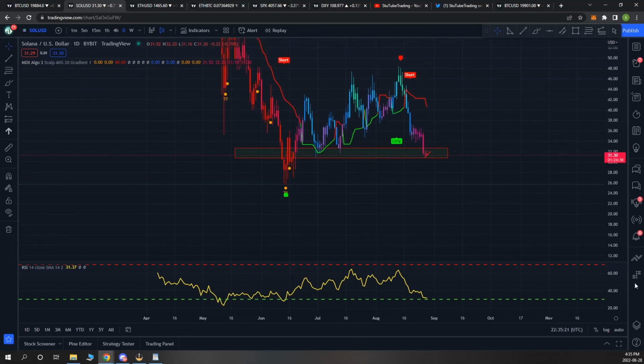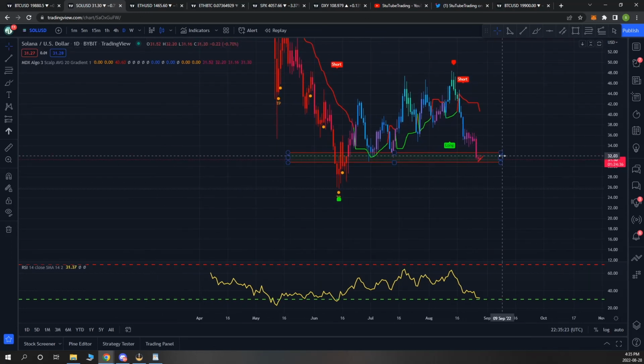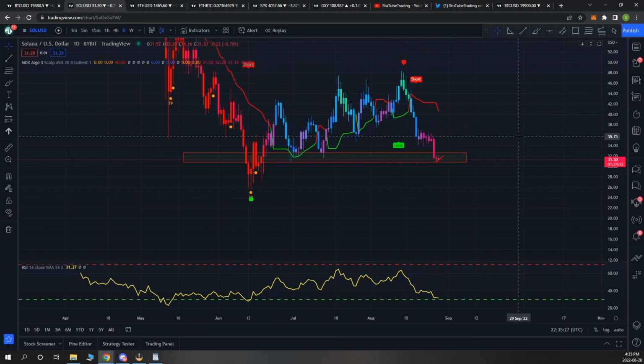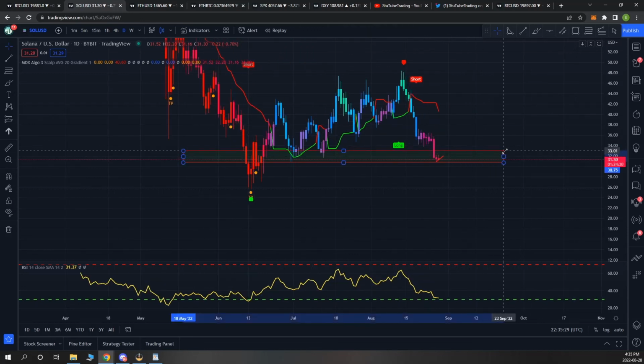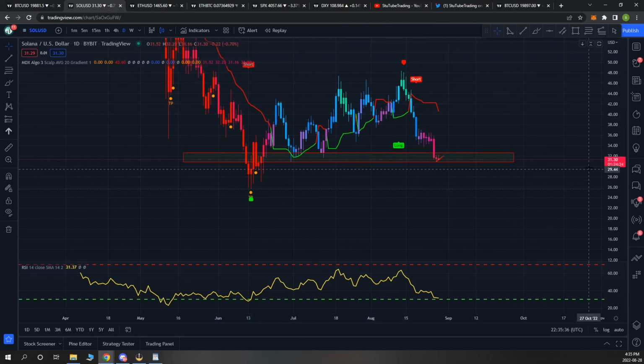Hopefully that gives you a bit of insight there. Anyways, like I said, I don't really follow Solana all that much, but it is at a support level right now. It is support until it's broken, but it's not looking super strong in my opinion. So if we drop $30.80, I think it could be a quick drop towards $28, all the way down to basically 25. Wouldn't really surprise me there.